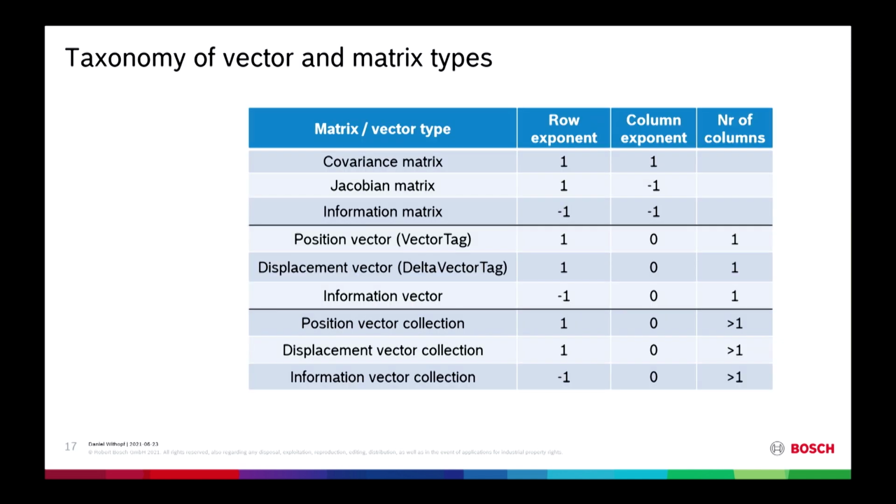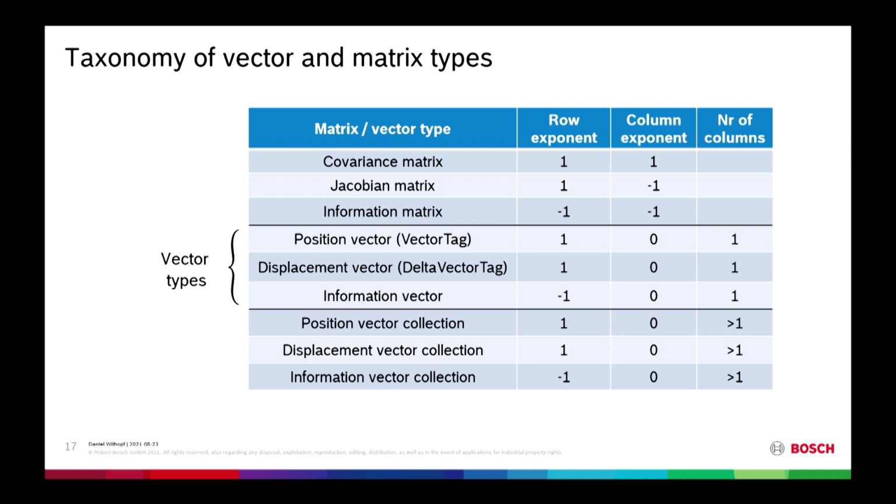Now, this is the full taxonomy of all vector or matrix types, or at least all the ones that I could find. So first group are proper matrices. So there are covariance matrices, Jacobian matrices, information matrices. These are the inverses of covariance matrices. And you can also see the respective row and column exponents. So for the information matrix, it's fairly obvious. It's the inverse of the covariance, sign inverse.